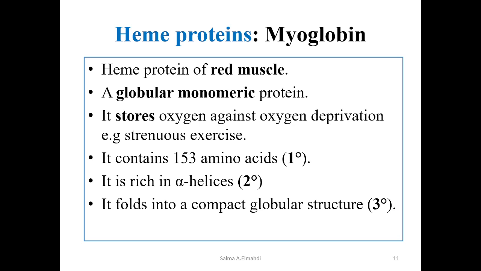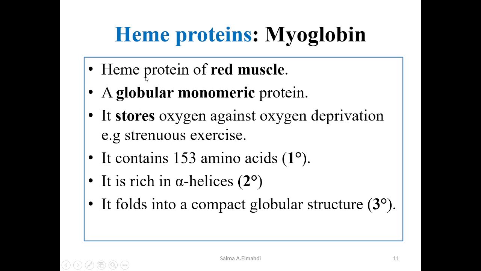So we start with myoglobin because it is smaller and it will help us in understanding the more complex structure of hemoglobin. Myoglobin is considered the heme protein of red muscle. Notice here we have written heme separate from the word protein. Heme protein means that it's a protein that contains heme. Hemoprotein with an O that connects the two parts of the word is the hemoprotein of the blood. So myoglobin is a heme protein of red muscle. It is present in red muscle.